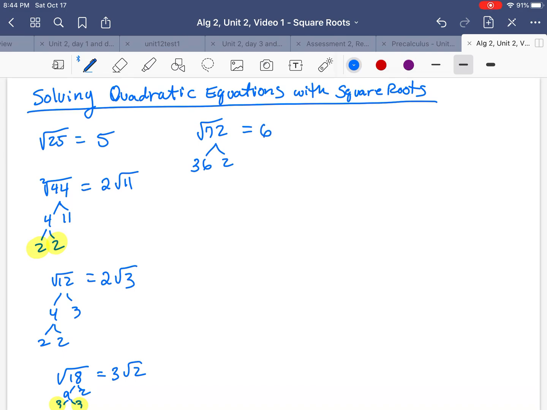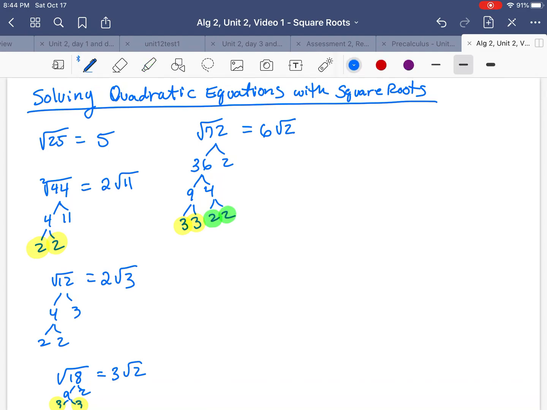So I could pull out a 6 and then write radical 2. But let me show you why that also is true. If I didn't recognize that, I might say to myself, okay, 36, how about 9 times 4? 9 is 3 times 3, and 4 is 2 times 2. So I'm going around, I'm looking for pairs. I got a pair of 3s, and then I have another pair of 2s.